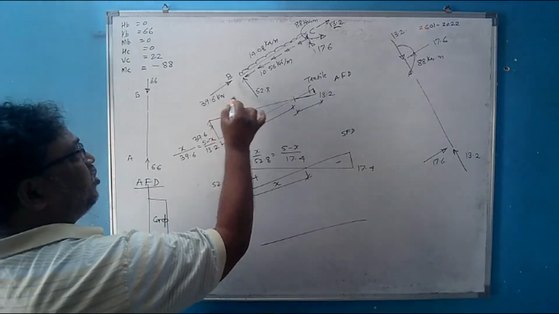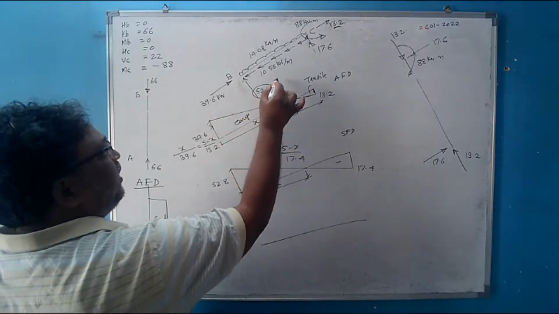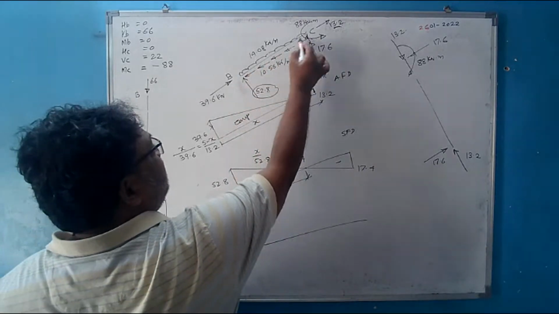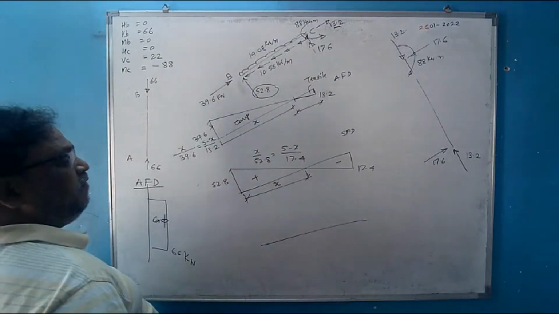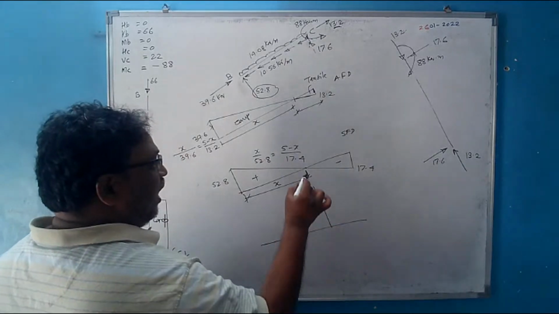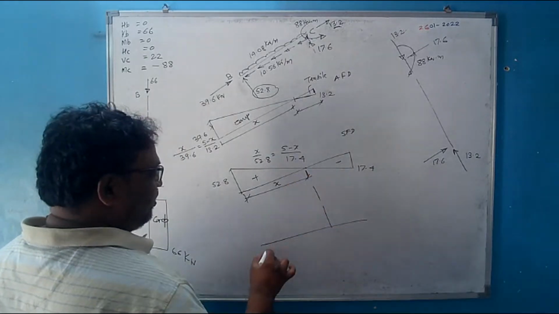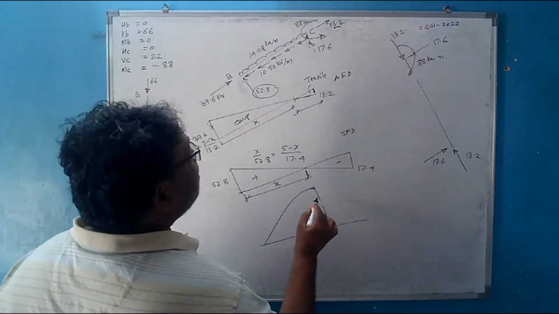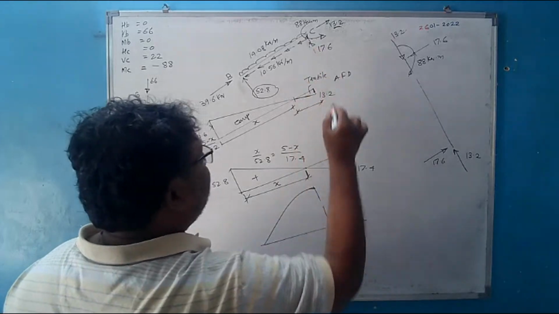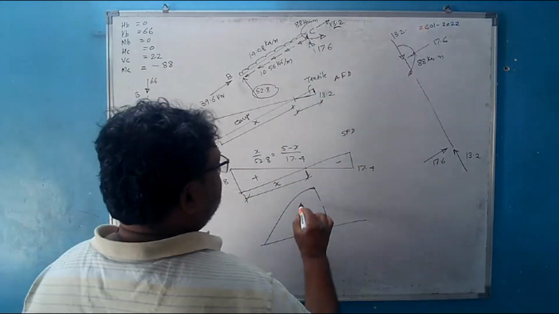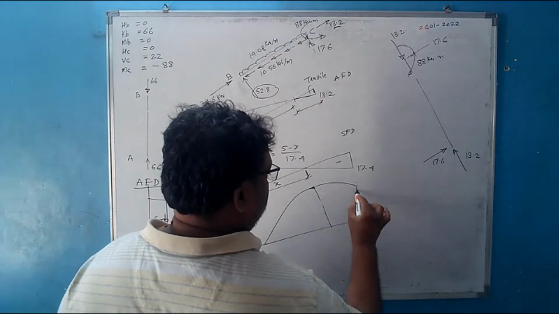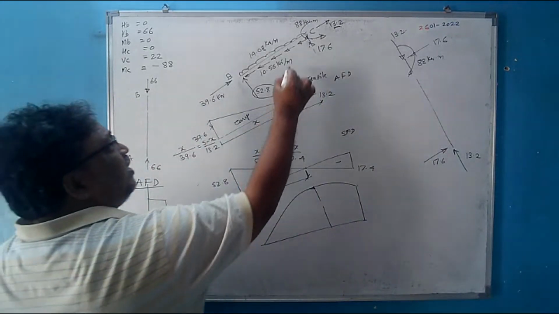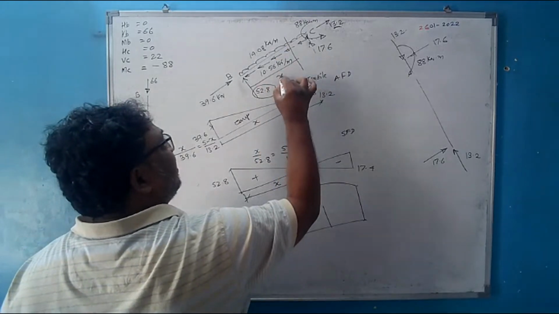See, there is no moment because of this, there is moment because of this 52.8, there is no moment because of this axial force. And see how the bending moment variation is, in between is the UDL. So the bending moment variation will be parabolic. And it will be a maximum below this point. ऐसे कुछ रहेगा.